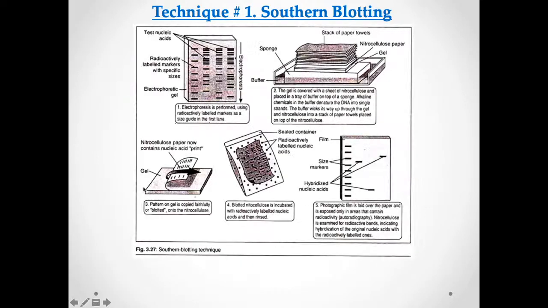So basically in this procedure, you have your DNA run over the gel. These are the nucleic acids, and these are the radioactively labeled markers with specific sizes. And this is the electrophoretic gel. Electrophoresis is performed, and your DNA will move along the gel according to molecular size. Then you transfer this gel over the nitrocellulose membrane, and your DNA gets transferred over the membrane. Then you blot them with the help of radioactively labeled nucleic acid that you are looking for. Once done, in a sealed container, you can check these hybridized nucleic acids.